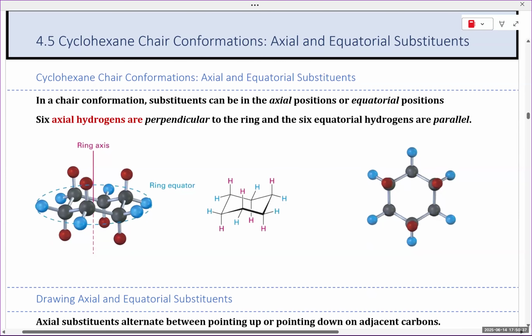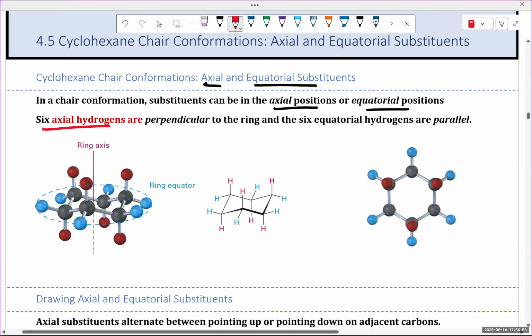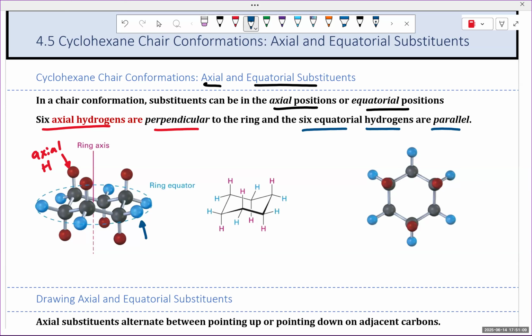Talking about cyclohexane chair conformations, we have to talk about the two types of substituents, which are axial and equatorial substituents. In chair conformations, substituents can be in what are known as the axial or equatorial positions. There are 6 axial hydrogens, which are drawn perpendicular to the ring. So these hydrogens in red are the axial hydrogens, while the 6 equatorial hydrogens are parallel to the ring. So these hydrogens in blue are the equatorial hydrogens. Shown here we have the equatorial hydrogen, and here in red we have the axial hydrogens.